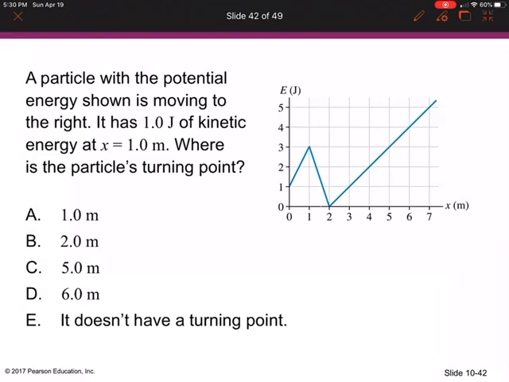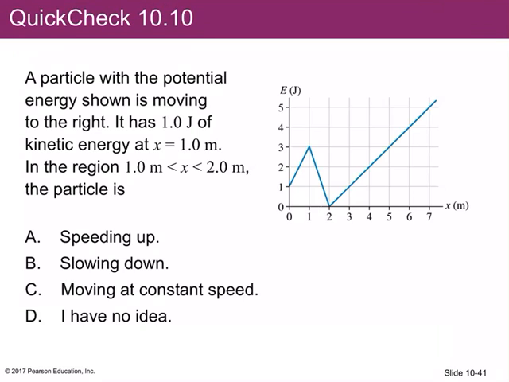Okay, we are on quick check 10.10. This is showing you potential energy versus displacement. Sorry, I'm at the wrong one. Here we go. When potential energy right here versus displacement, it's saying at 1 meter right here, it has 1 joule of kinetic energy.